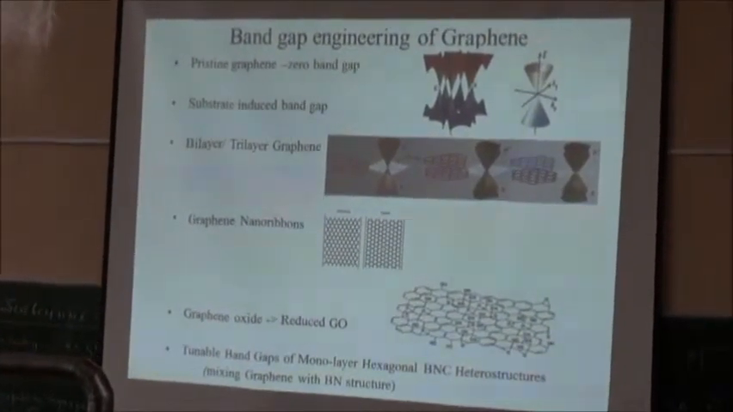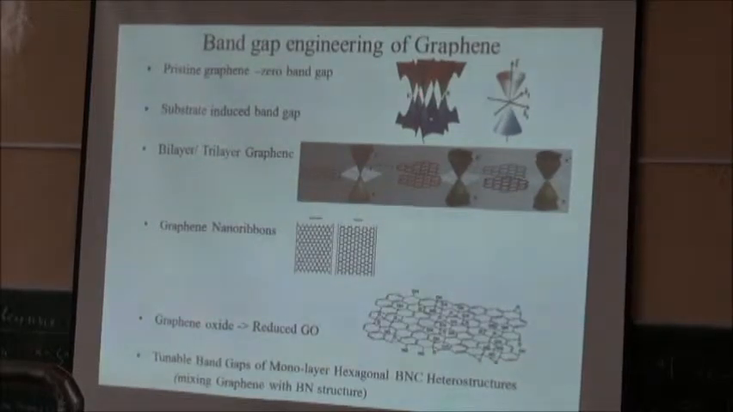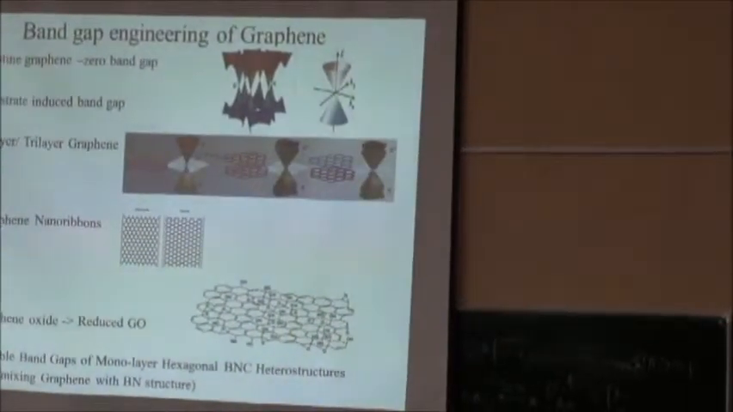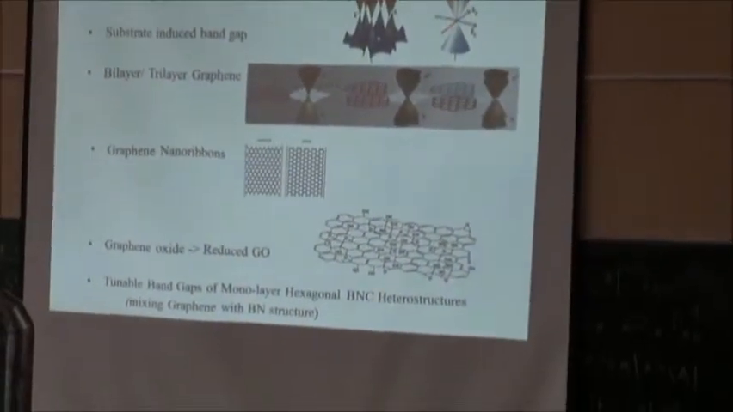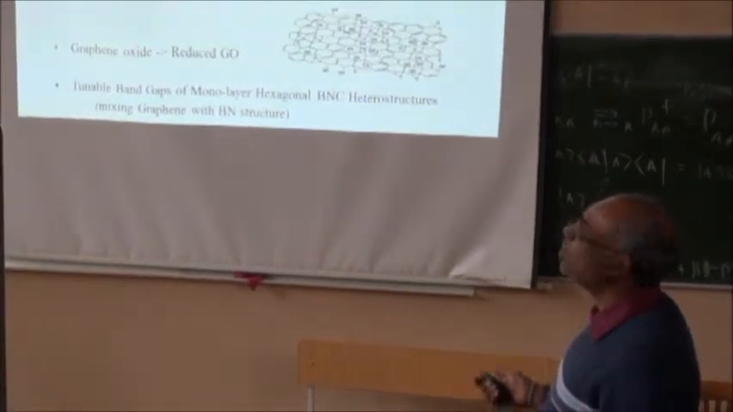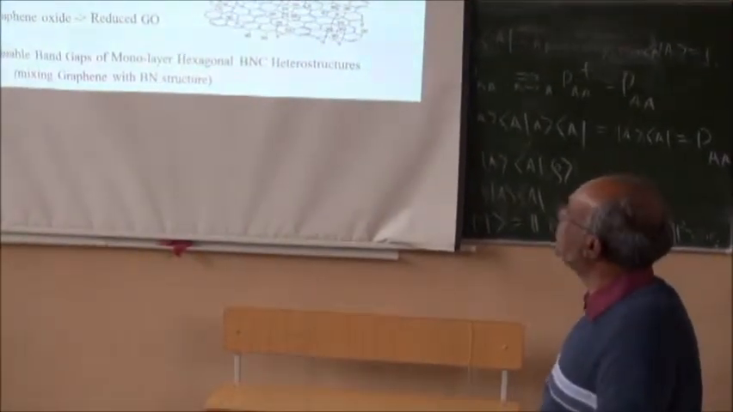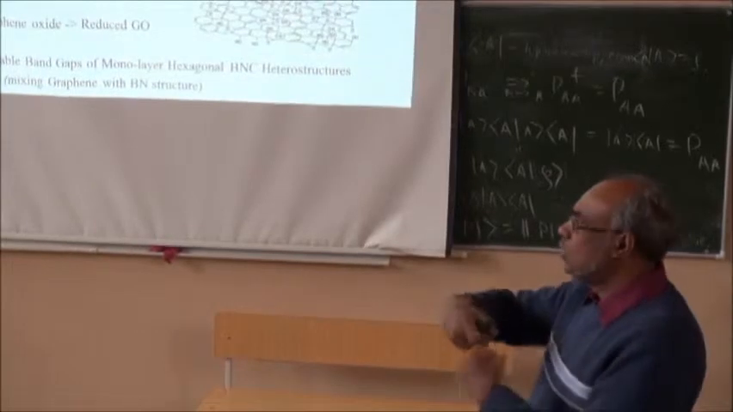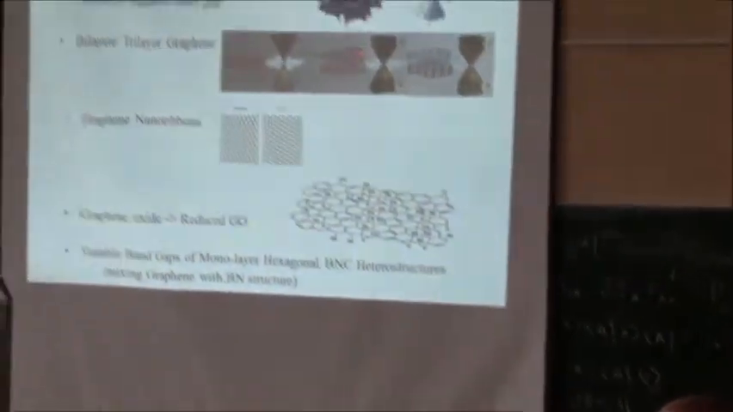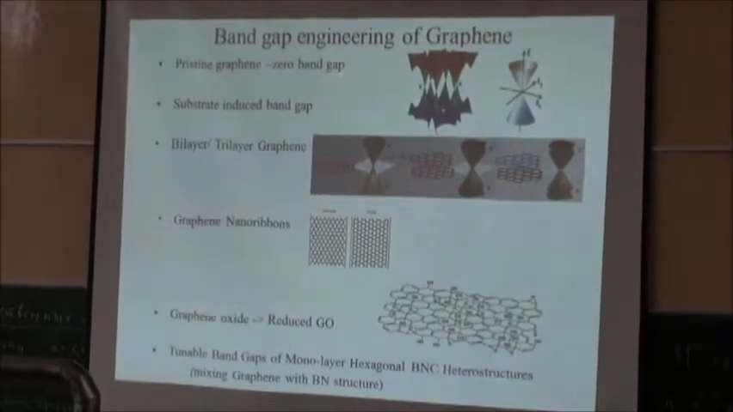Unfortunately, graphene has very interesting properties, but it doesn't have a band gap. If you look at this point, they almost touch each other. That's what we call the Dirac cone. That means it has zero band gap, so graphene is not useful for the electronic industry. If you want to use it as a semiconductor, you have to open up a band gap. There are different ways of opening up a band gap. Graphene as it is has zero band gap.